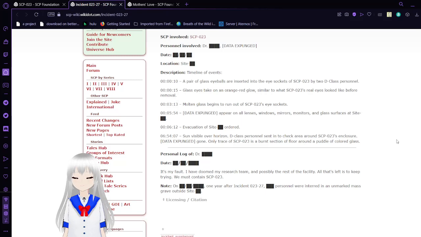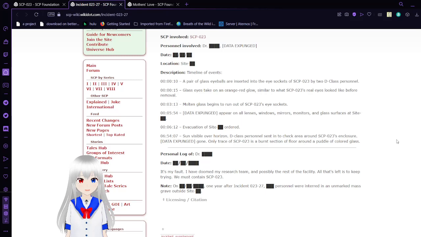At 10 seconds, a pair of glass eyeballs are inserted into the eye sockets of SCP-23 by D-class personnel. At 15 seconds past midnight, the glass eyes take on an orange-red glow, similar to what SCP-23's real eyes looked like before removal. At 3 minutes and 13 seconds past midnight, molten glass begins to run out of SCP-23's eye sockets.